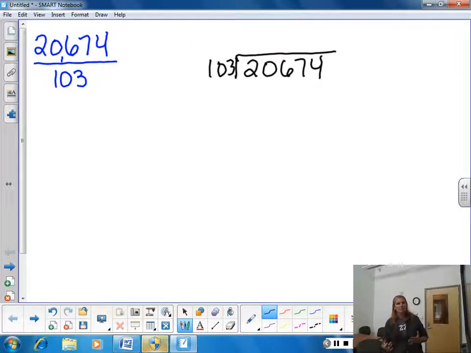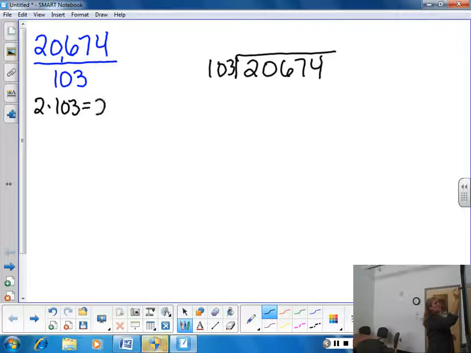Again, you can write your problem off to the side and write the first 9 multiples of 103. If that's hard, then don't do it. I'm going to do it. I'm not going to do 1 times 103 because I think people know what 1 times 103 is, 103. So let me do it this way. 2 times 103 is 206. 3 times 103 is another 103 added on to that, which would be 309.